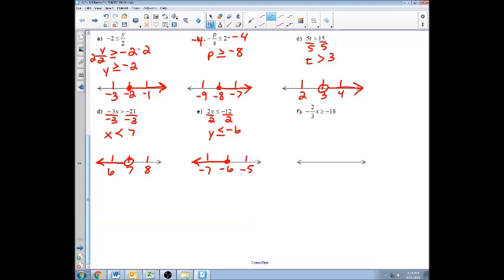Part F, I'm going to multiply by a negative 3 to get that negative 3 out of my denominator. That means I multiply by negative 3. Because I multiplied by a negative number, I need to switch my sign. Negative 18 times negative 3 would be positive 54. If I divide by 2, x would be less than or equal to 27. That means 26, 27, and 28 will go on my number line. Because it is less than or equal to, my circle will be closed. I can follow my sign because my x is on the left, and we are good.